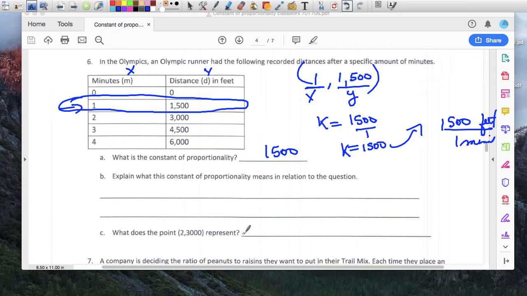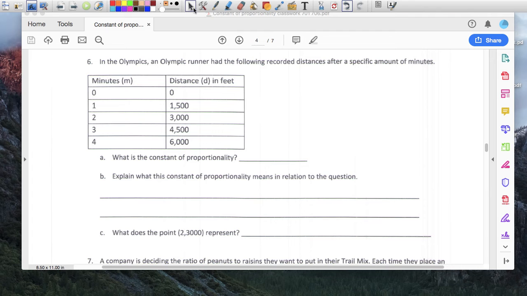What does the point (2, 3,000) represent? Well, it represents that in 2 minutes he ran 3,000 feet.